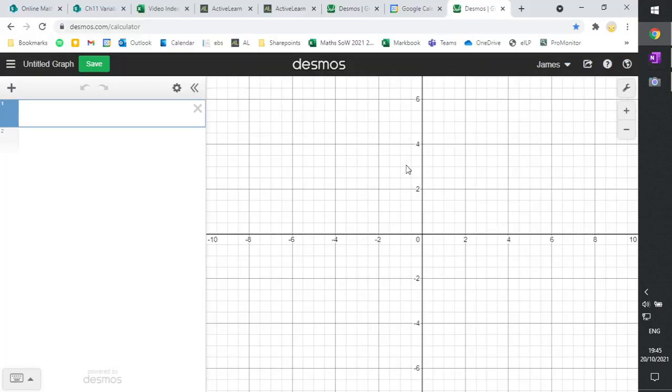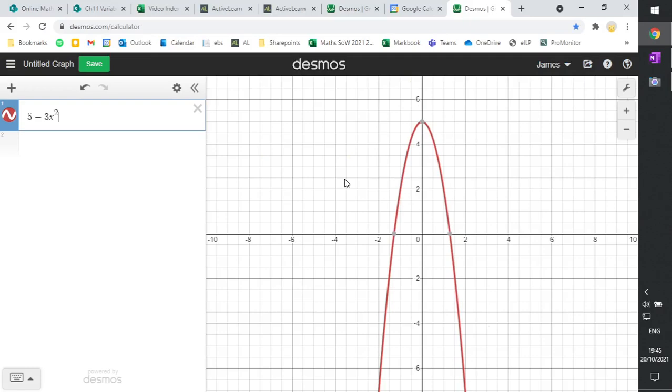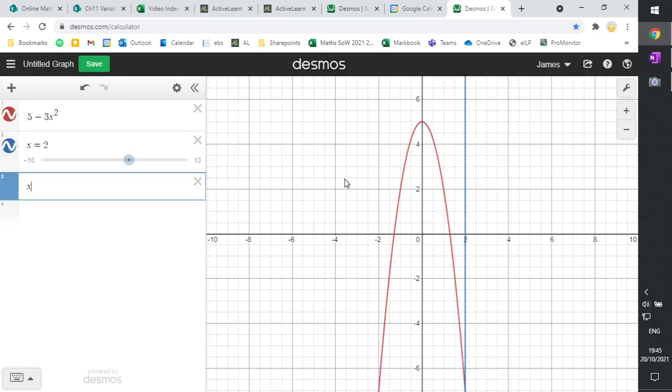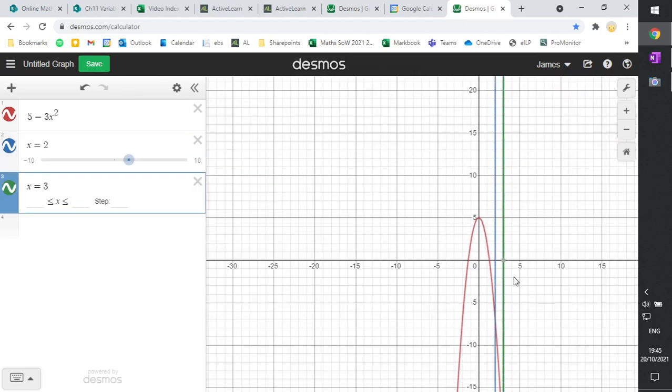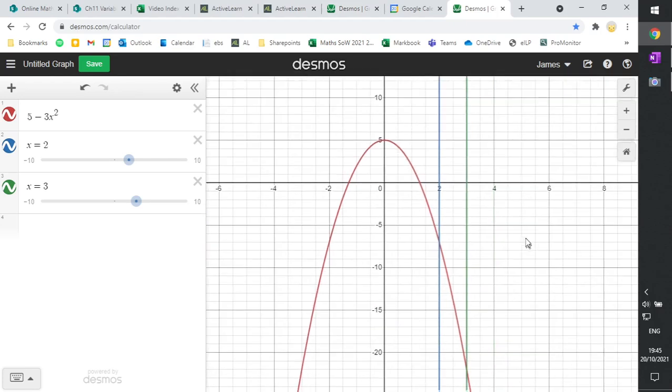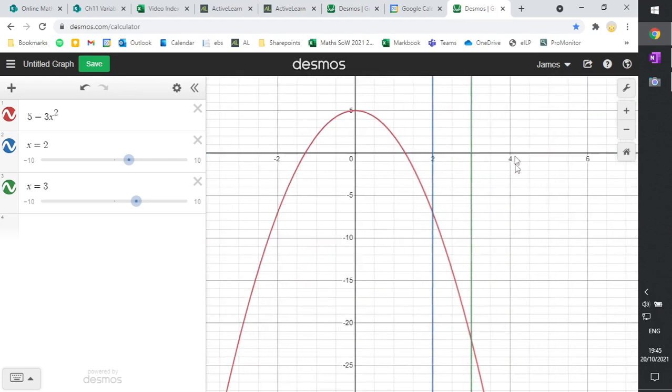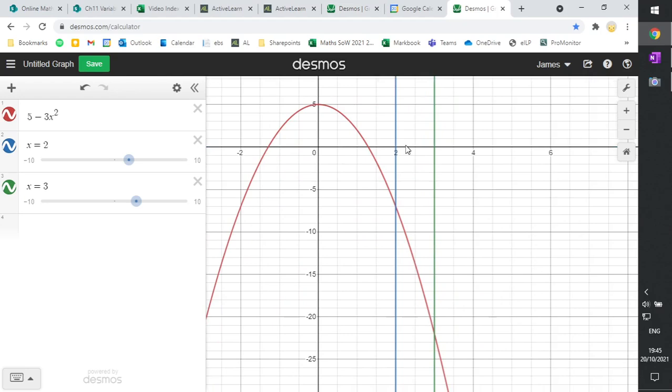So we've got 5 minus 3t squared, or 5 minus 3x squared. Let's write it as that. And I want to find the area between t equals 2 and t equals 3. Okay, let's make this graph look a bit more sensible. So what I want to find is this area. It's actually going to be underneath the axis according to this graph, so it's going to be a negative area between here and here. Okay, this area here with a curved edge on it.